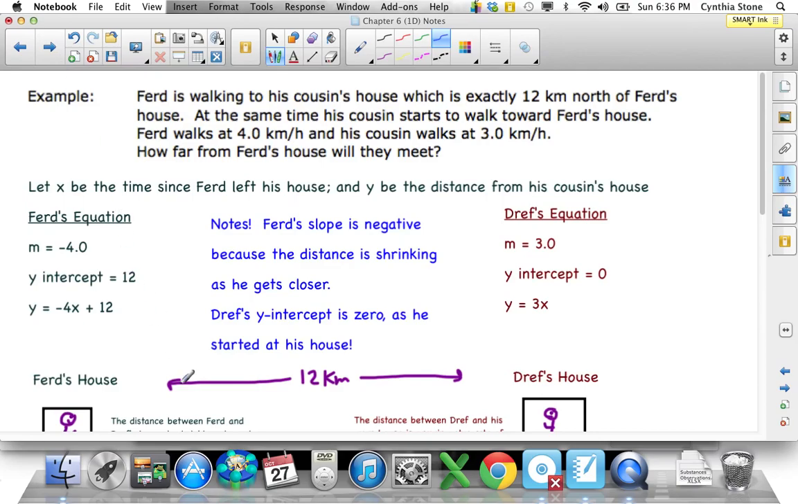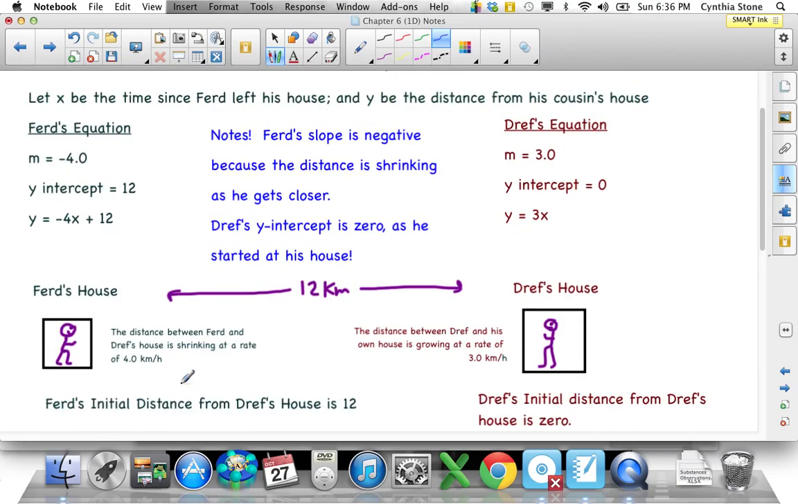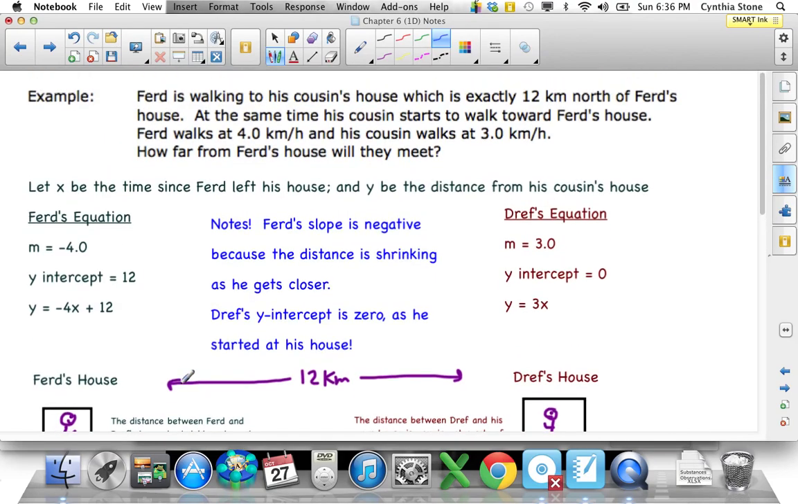Okay, here's a doozy of an example. Ferd's walking to his cousin's place, which is 12 kilometers north, I guess. Mine doesn't look like north and west, or north and east, but oh well, north and south. At the same time, his cousin starts to walk towards his house. This is Ferd's speed rate, and this is his cousin's rate. How far from Ferd's house will they meet?